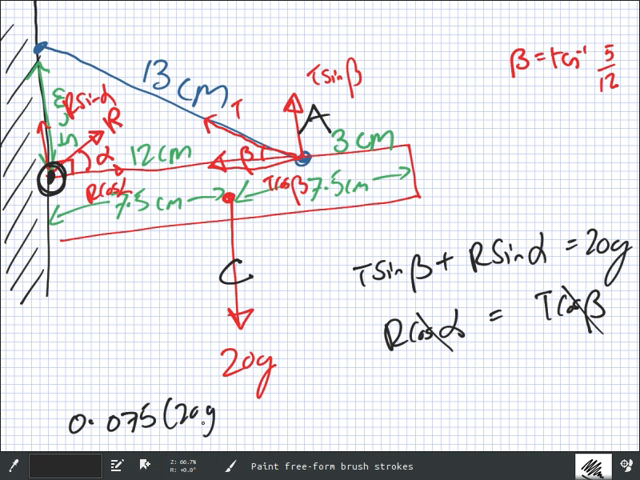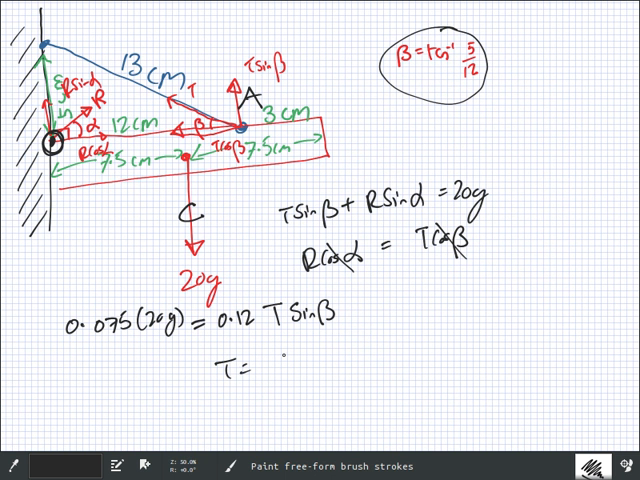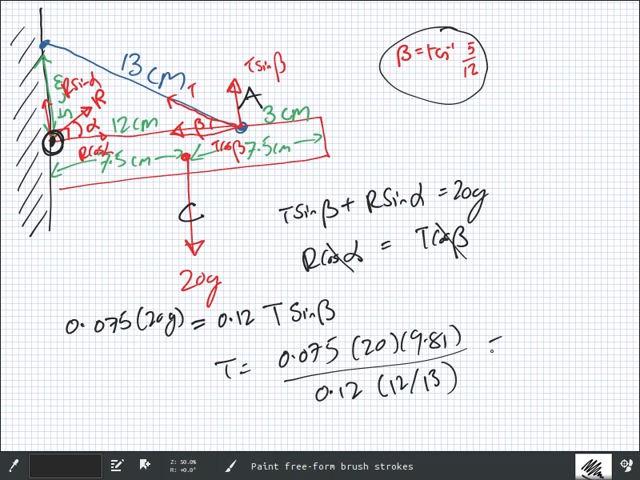times 20g should equal 0.12 times T sine beta. And you actually know sine beta because you have this here. So you can get the T. The T will be 0.075 times 20 times 9.81 all over 0.12 times 12 over 13, like that.